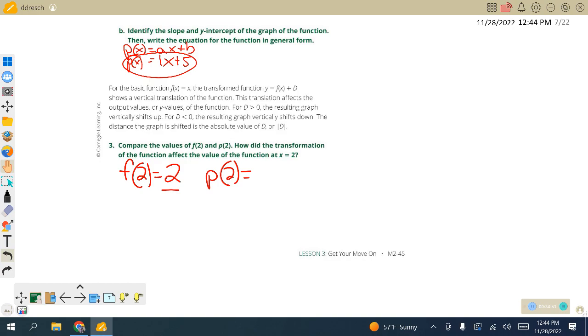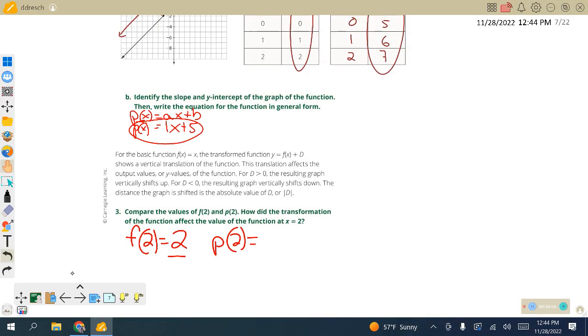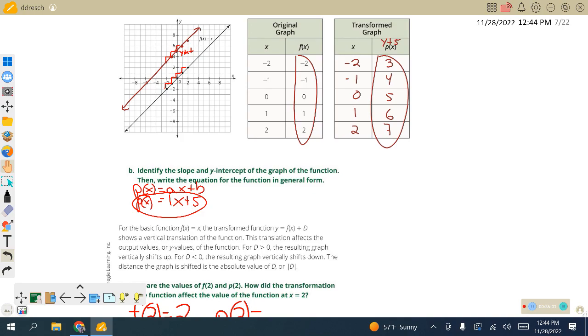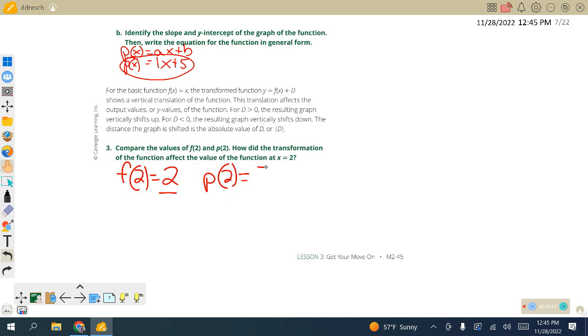Is it also 2? No, it should be the original up 5, right? And 2 plus 5 is, yep, 7. 2 comma 7, that's that p of x, 2 comma 7. Over here, this is our, I forgot to label it, p of x, 2 comma 7. So, how did it transform? Difference of how much? 5. Difference of 5 units. Which makes sense because they told us to go up 5 units.